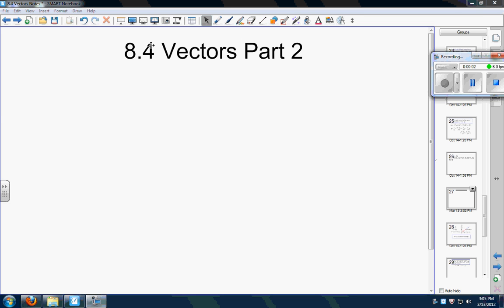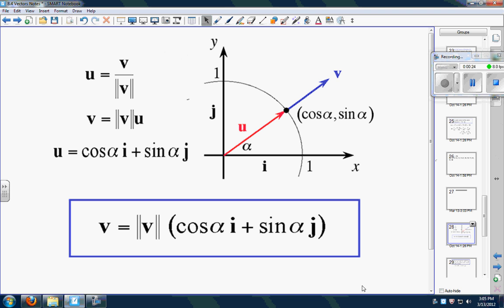All right, so the second part of 8.4 here deals with applications of these vectors. These are going to be all story problem, physics type things. So all that setup in the work yesterday is going to help us do very practical and neat stuff with these guys here. So first thing is this picture here.